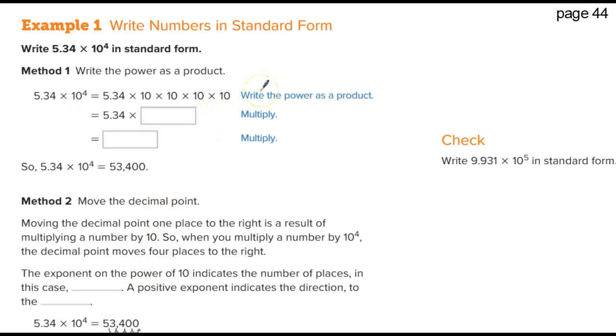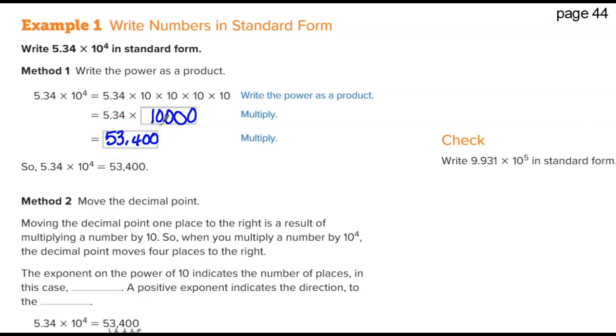All right. Standard form is when we write a number without scientific notation. Standard form is when we just write a regular old number, okay? So there are two methods. I'm not really crazy about their method one. They want you to write the power as a product. Well, 10 to the fourth is 10 times 10 times 10 times 10. So they're saying if you put this in a calculator, 5.34 times 10 times 10 times 10 times 10 equals, I'm assuming they want 1,000 here. No, 1, 2, 3, 4, be 10,000.